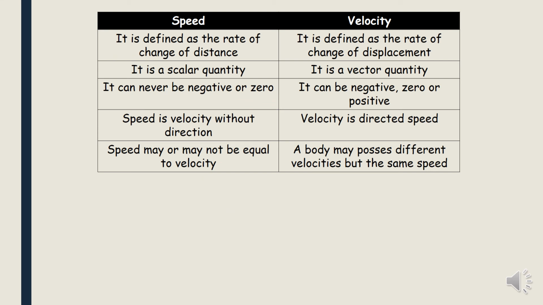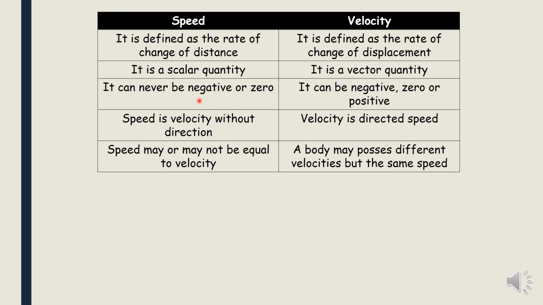After this, now let us see the difference between speed and velocity. So speed is defined as the rate of change of distance. Okay, so this is done. Now velocity, it is defined as the rate of change of displacement. This is also done. Now speed, it is a scalar quantity. Velocity, it is a vector quantity. Speed, it can never be negative or zero, and velocity, it can be negative, zero, or positive. We are discussing about displacement out here, and we are discussing about distance, whereas distance can never be zero or negative.